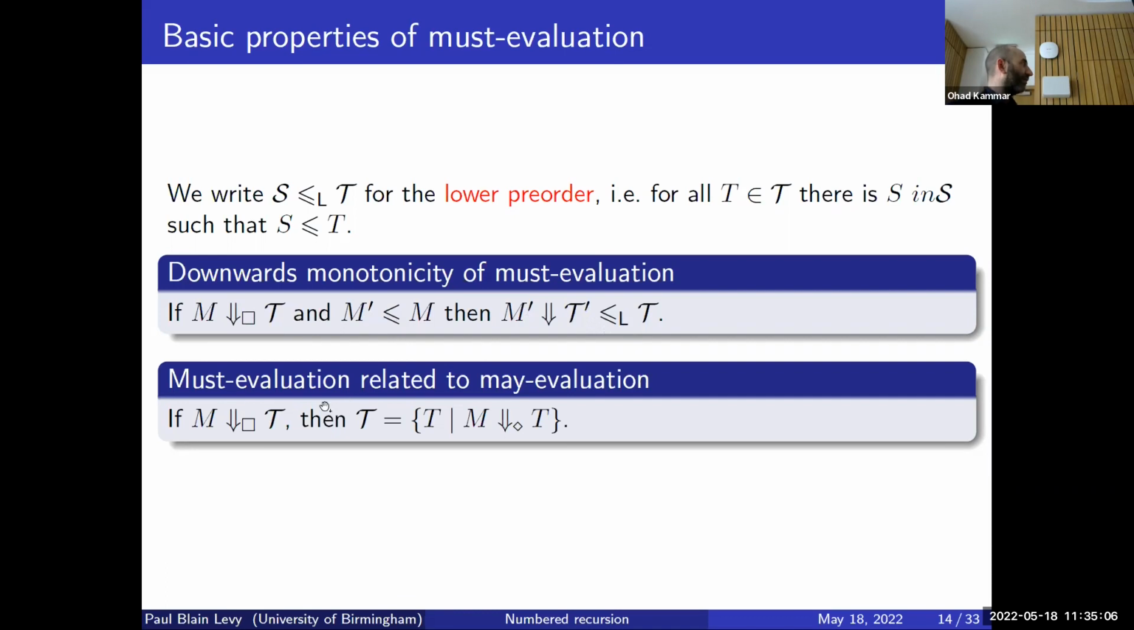And then finally, well, this is certainly what we want. This one is just a general property of the relationship between must and may evaluation for a non-deterministic language, right? This is not specific to our story. This just says that if M must evaluate T, then T is precisely the set of things that M may evaluate. But remember, this is saying more. This is saying that M must terminate, right? That evaluation must terminate. This is what this judgment is designed to say.